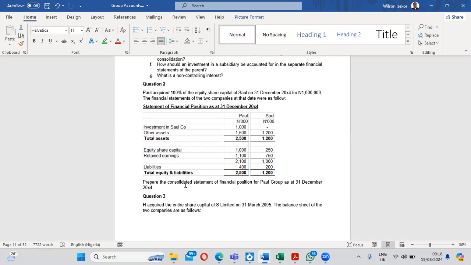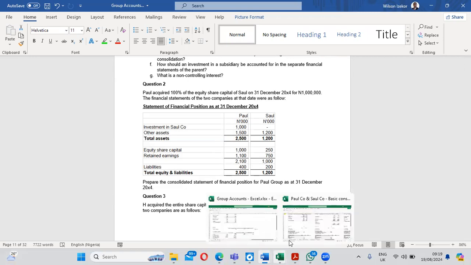We are told that Paul Group acquired 100% of the equity share capital of Sol on 31st December 20x4 for 1 million naira. The financial statements of the two companies as at that date were as follows. So we are presented with the financial statement of Paul and also the financial statement of Sol. Paul is the parent company and Sol is the subsidiary company, and we are told that this is 100% ownership. So briefly, we look at the solution to this question too.